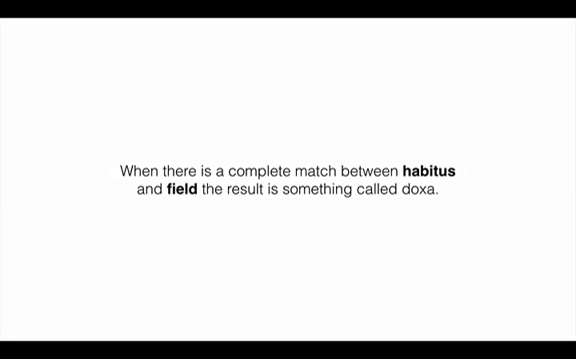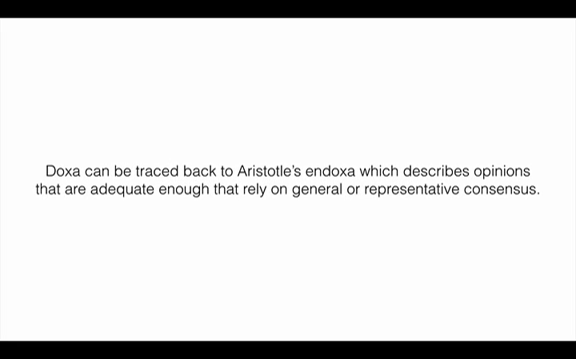As we have discussed, the relationship between habitus and field is critically important to understand. When there is a complete match between habitus and field, the result is something called doxa. Doxa can be traced back to Aristotle's endoxa, which describes opinions that are adequate enough, that rely on general or representative consensus. In other words, doxa is the socially produced, unquestioning acceptance of the world as it is, and the age and place in it.